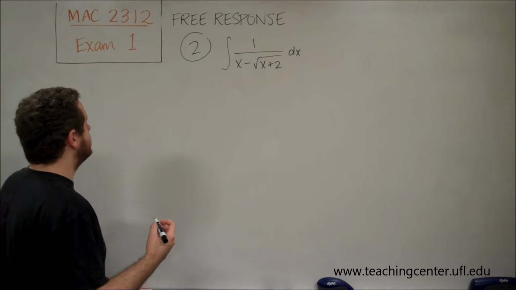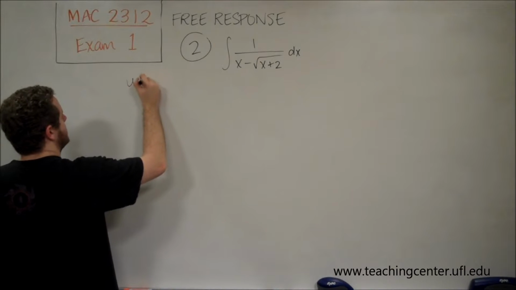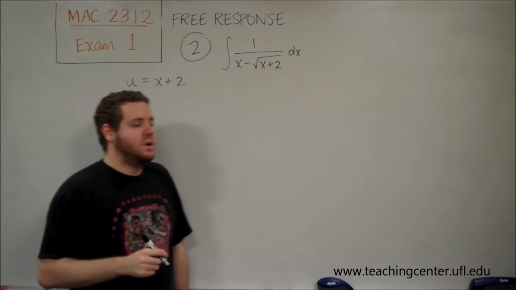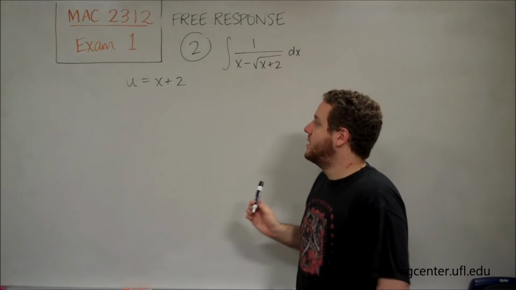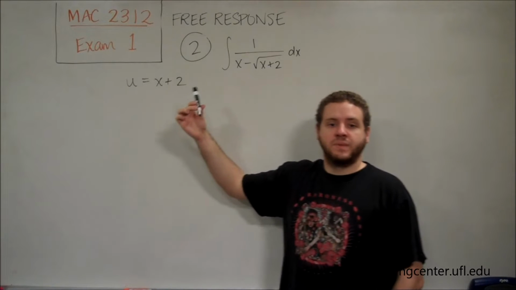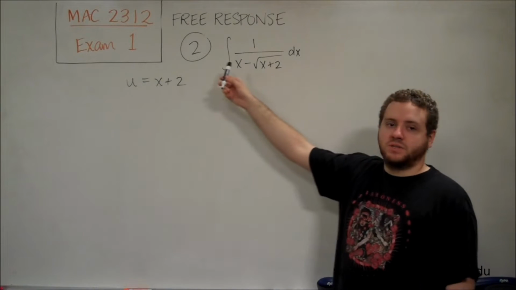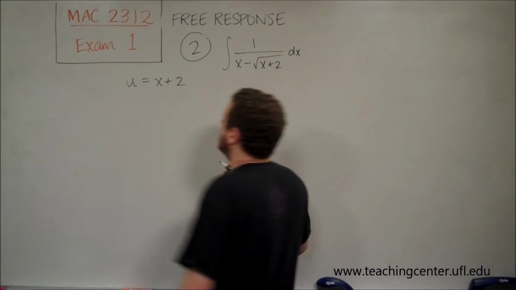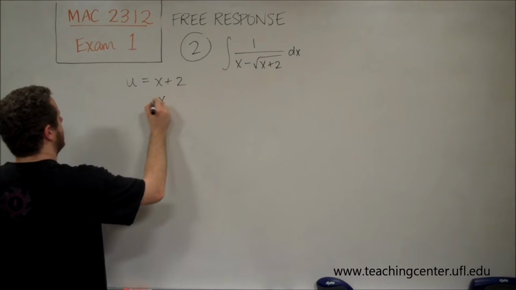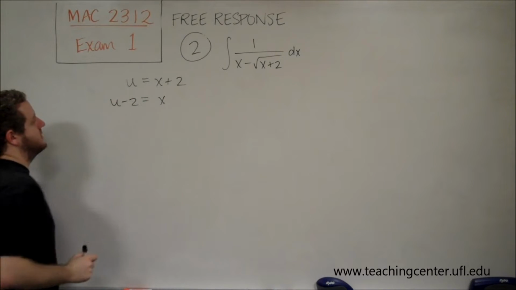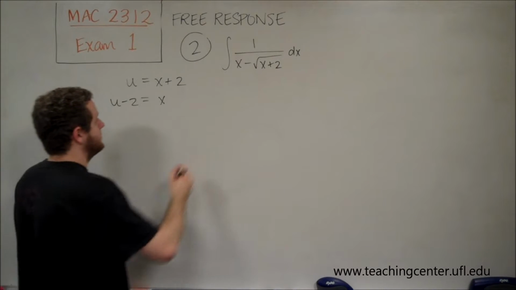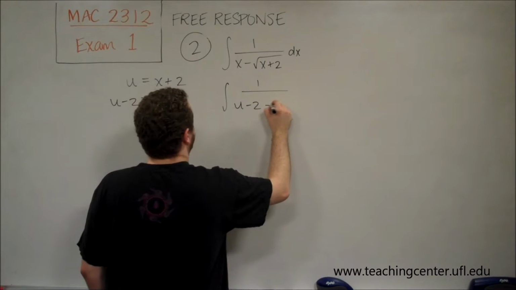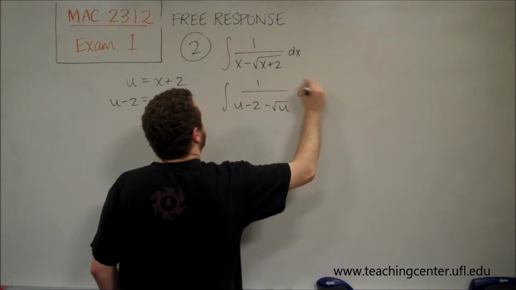So the first thing we're going to do is try the substitution u equals x plus 2. Remember that if you ever do one of those substitutions where u is just x plus or minus a constant, what you're doing is just trying to rearrange this. The dx and du are always the same, so you never have to worry about canceling something out. In this case, x would be u minus 2 by rearranging that. So we could rewrite this integral as u minus 2 minus radical u du.